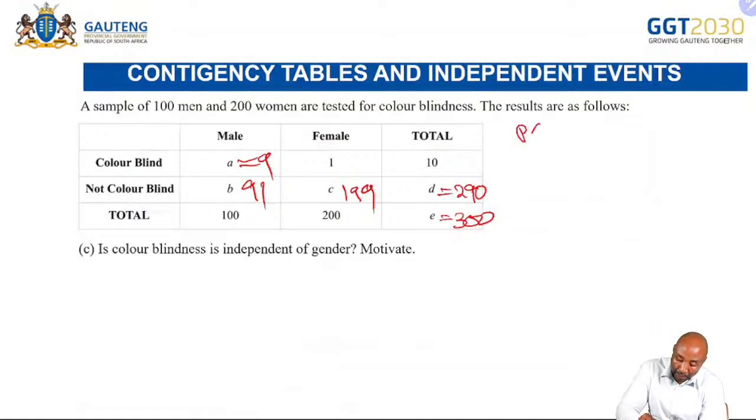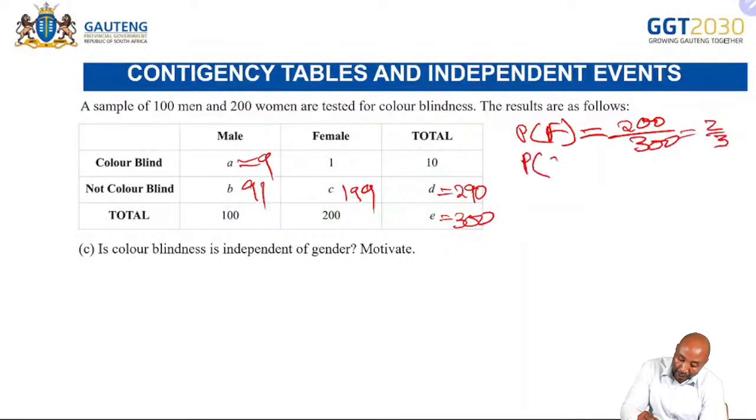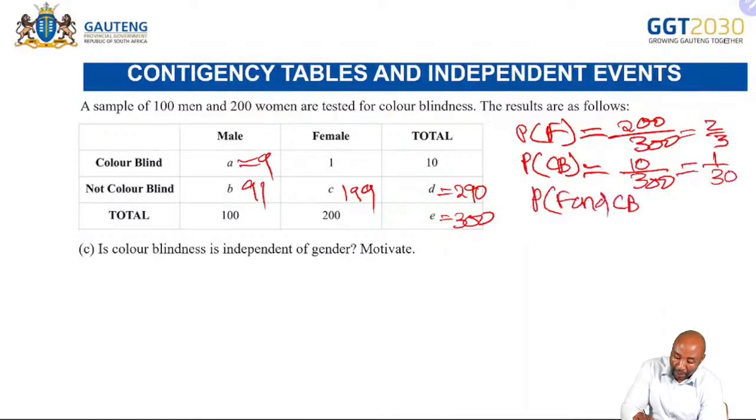We said the probability of being female, we got our answer as 200 over 300, and that gave us 2 over 3. The probability of being colorblind, we got our answer is 10 over 300, which is the same as saying 1 over 30. The probability of being female and colorblind, we got our answer as 1 over 300.